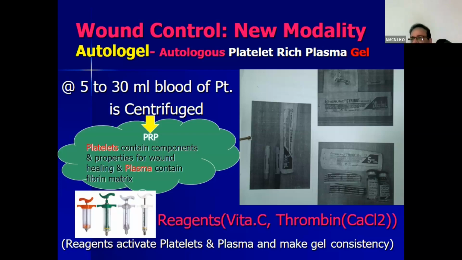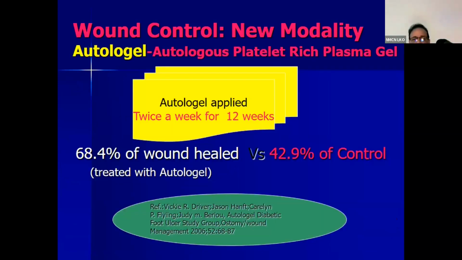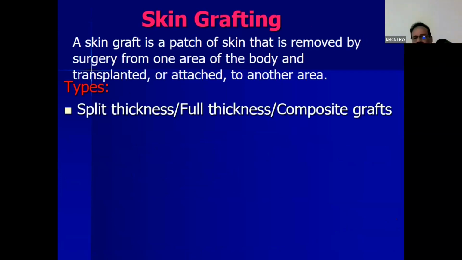In this procedure, around 5 to 30 ml of the patient's blood is taken and centrifuged, after mixing certain reagents like vitamin C or thrombin, which activate platelets and plasma and make a gel consistency. This is applied over the wound, and it was found to be very effective in comparison to control management.